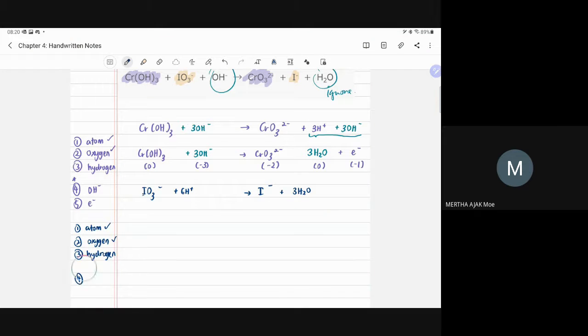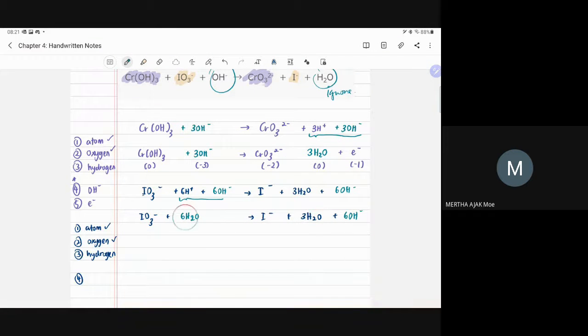Step keempat. Okay, step keempat ni kita tambah OH- sebanyak H+ yang ada. So kita tambah dekat dua-dua belah. Jangan tambah sebelah saja, kena tambah dekat dua-dua belah. So this is ada 6H+, jadi kita tambah 6 OH- tambah 6 OH-. Dan dia akan jadi 6H2O. Okay, so IO3 minus plus 6H2O forming I minus plus 3H2O plus 6OH minus.